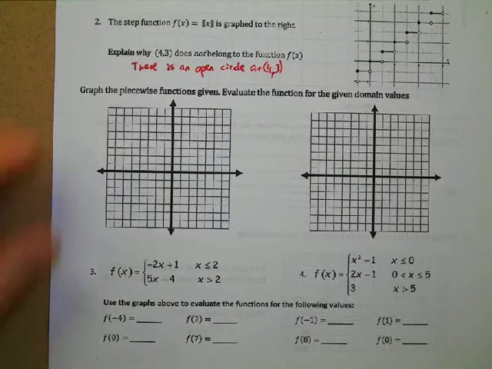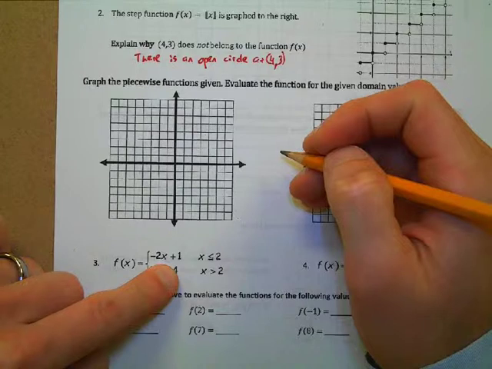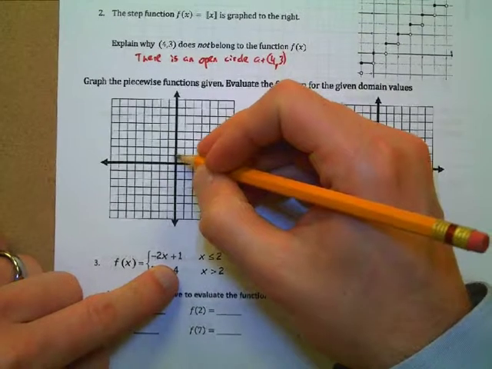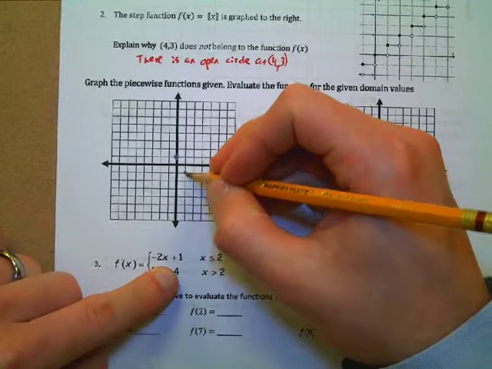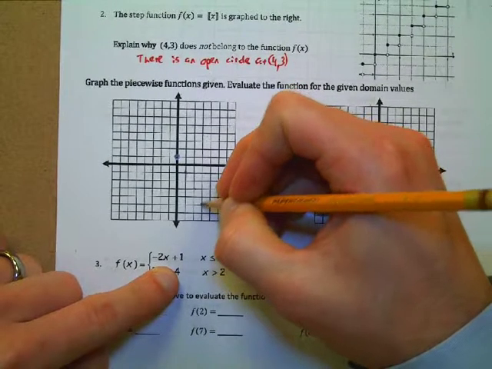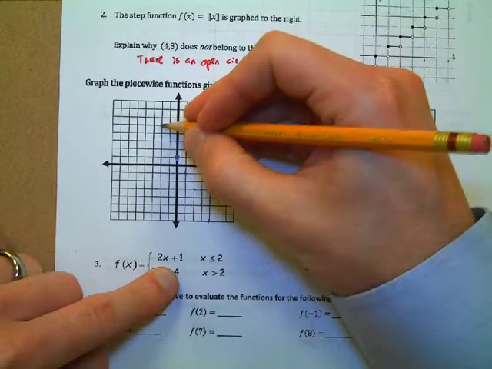Trey wants us to start here. We're going to graph this top function first, the negative 2x plus 1. So yeah, start at 1 there, Trey, you're right. And then down to right 1, down to right 1, down to right 1, down to right 1. And also I can go up to left 1, up to left 1, up to left 1, and then I'm kind of out of space.